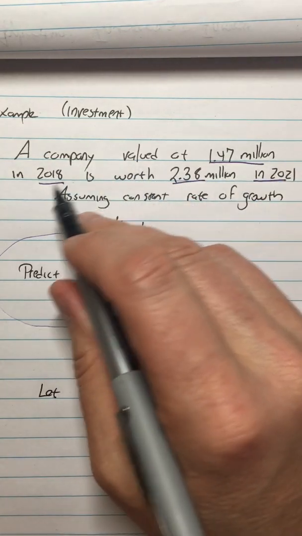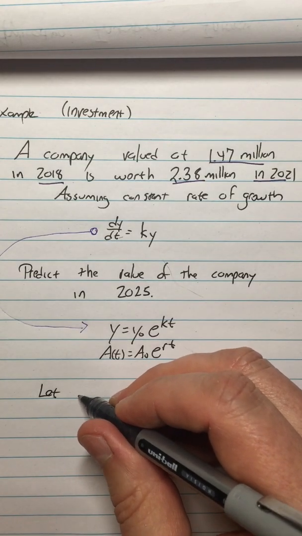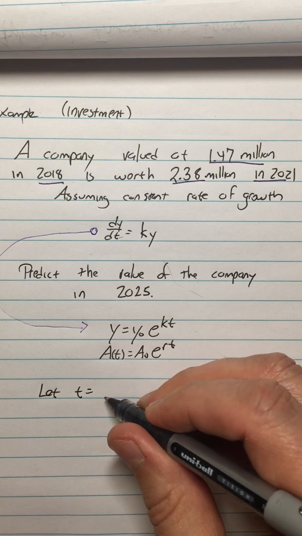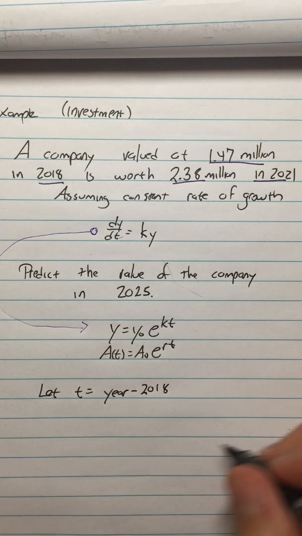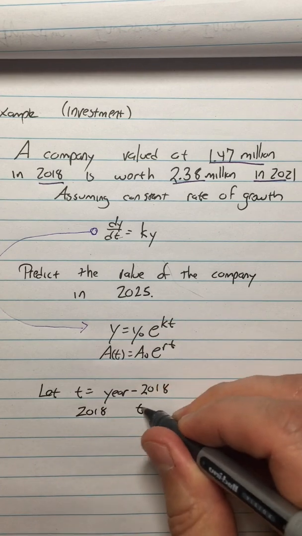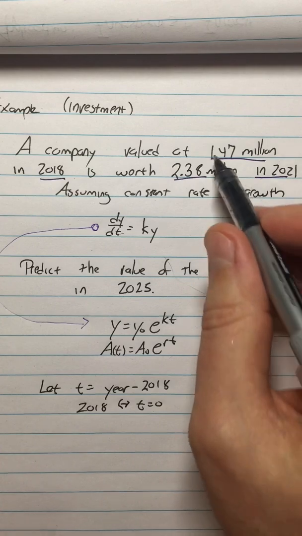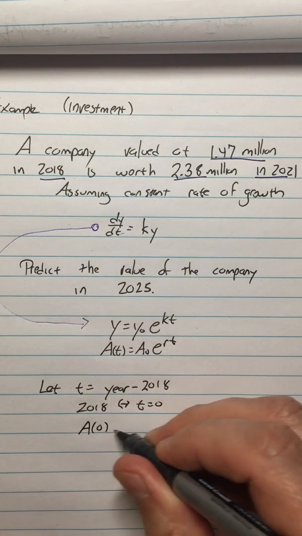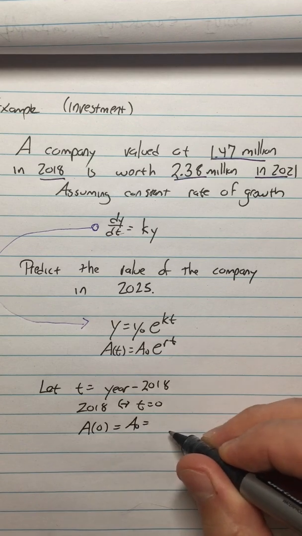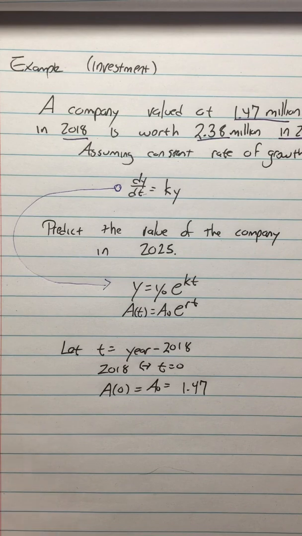I'm starting at 2018, so why don't I make that t equals 0? Right, t equals 0 is arbitrary. So we'll let t equal the year minus 2018. That way 2018 is t equals 0. All right. So then our value of 1.47 in 2018 is really saying that a of 0, which is the same as saying a sub 0, is 1.47. We'll leave the millions off and we'll just stick that on at the end.